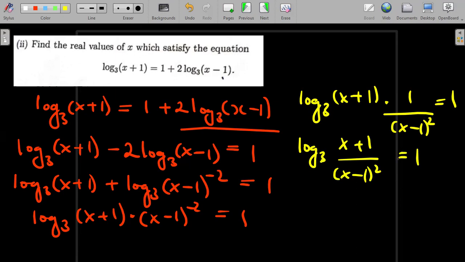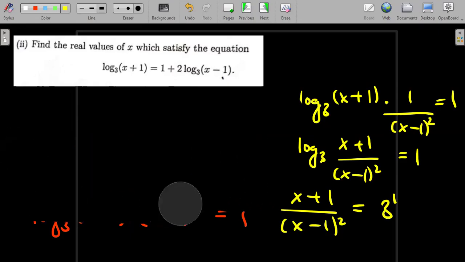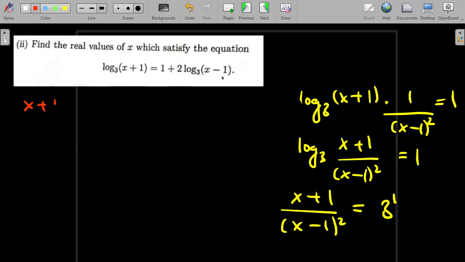So this base is going to sit on the other side, and we have x plus 1 over x minus 1 squared is equal to 3 raised to the power 1. Now I can further work this out and find the values that I'm looking for. I can cross multiply, so I get 3 times x minus 1 squared equal to x plus 1.